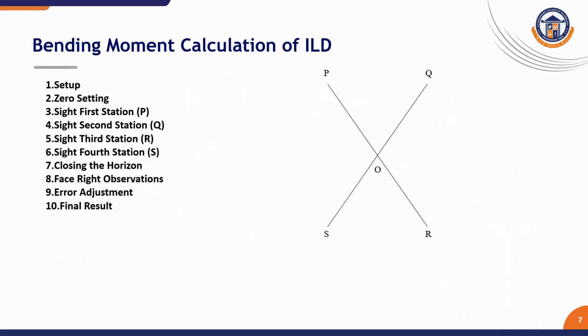This slide outlines a procedural method for a closed traverse, or for closing the horizon. The technique measures all angles around a point to check for observational error. The steps involve setting up the station, sighting a series of stations in sequence P, Q, R, S, and recording the angles.